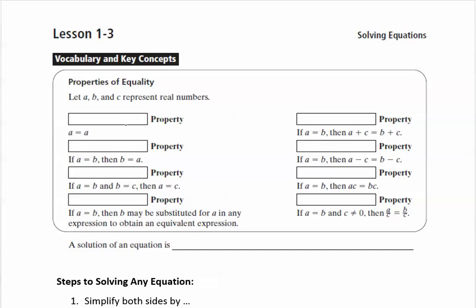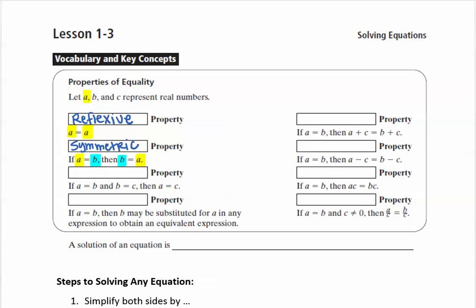Okay, so vocabulary and concepts. First we're going to look at the properties of equality. Let A, B, and C represent real numbers. If A equals A, you have something called, you may remember this from geometry, the reflexive property. Something is equal to itself. If we have A equal B, then B is equal to A. This is also something from geometry. This is the symmetric property.